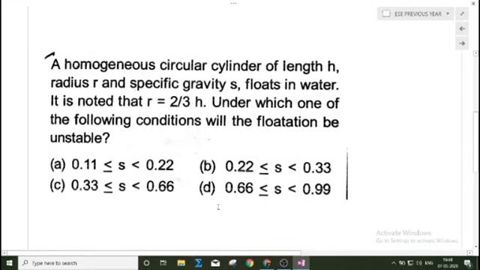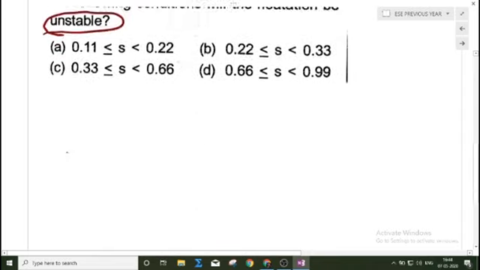So this is the question for you. A homogeneous circular cylinder of length h and radius r, with specific gravity of the cylinder s, floats in water, and the relation is given as r equal to 2 by 3 of h. Under which condition will the floating condition be unstable? It is asking under which condition this will become unstable. Okay, so let me solve this.